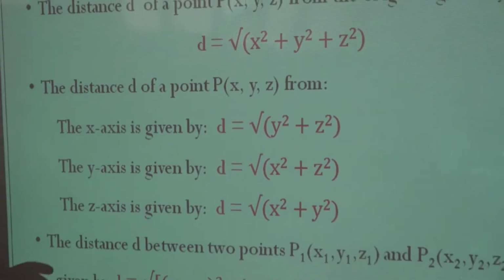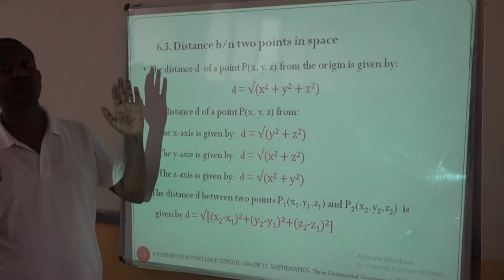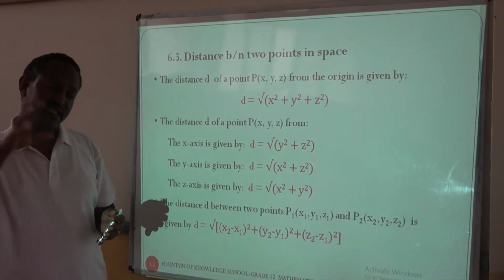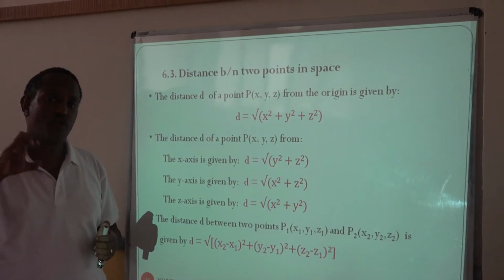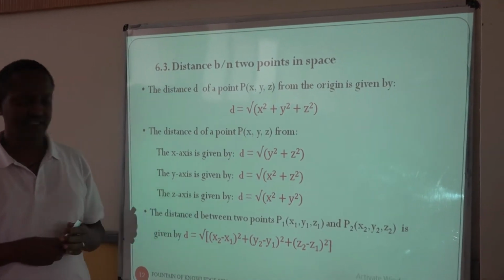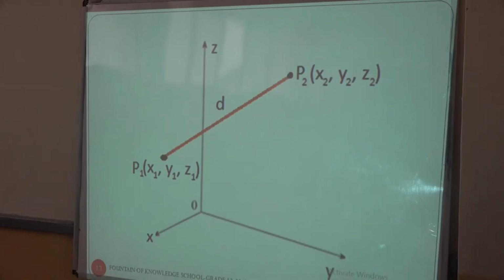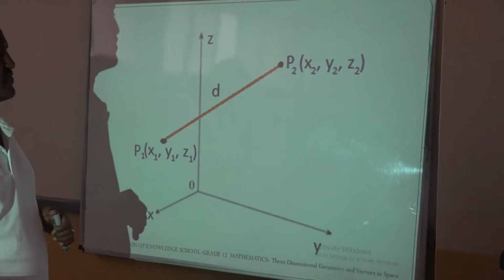So in this way we can find the distance between any 2 points, the distance between a point and the origin, and the distance between a point and the x-axis, the y-axis, or the z-axis. So by this we come to the end of this discussion.